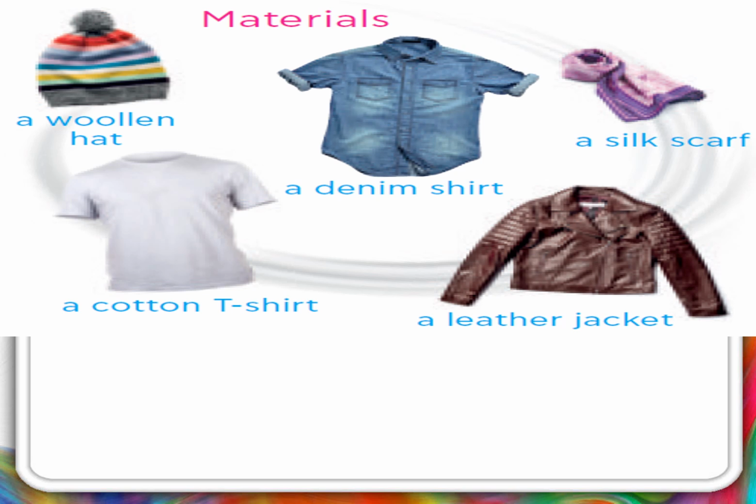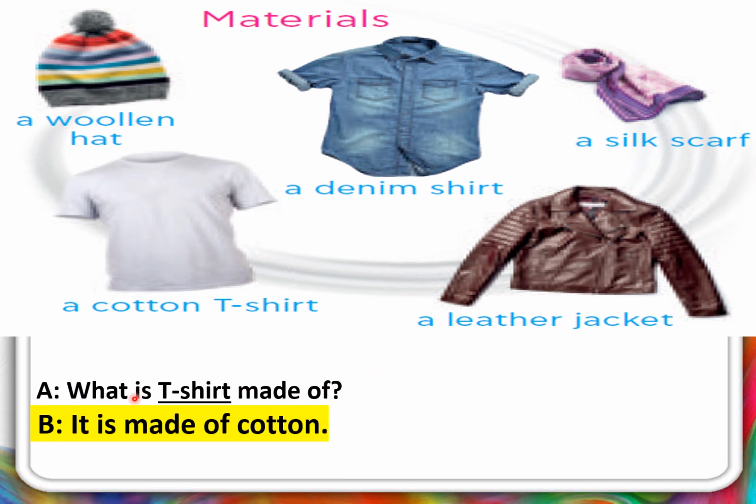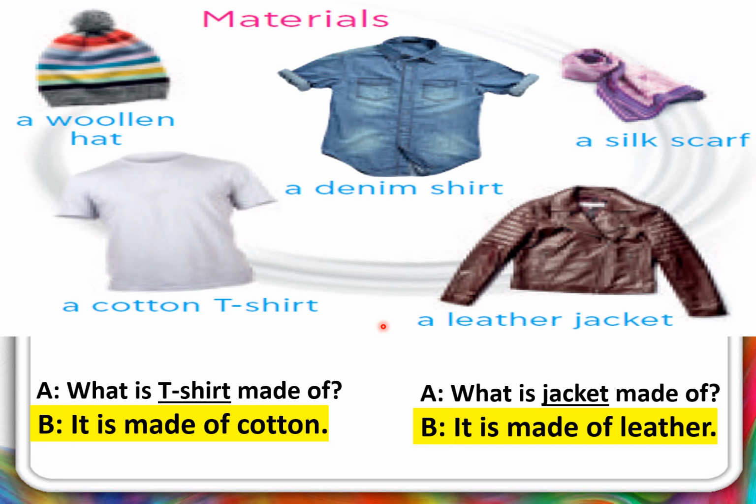Okay, now let's see some materials which are used for clothes. Here we have a woolen hat, denim shirt, silk scarf, a cotton t-shirt, and a leather jacket. Let's take an example. What is the t-shirt made of? You see the t-shirt here? What is it made of? It is made of cotton. Good. What about the leather jacket here? Let's see. What is the jacket made of? It is made of leather.